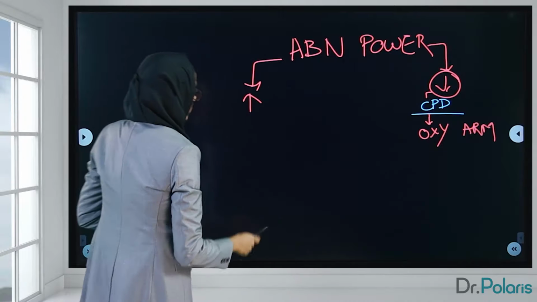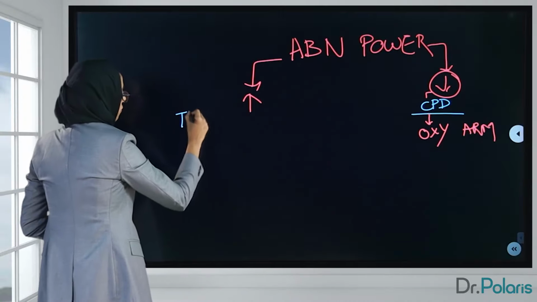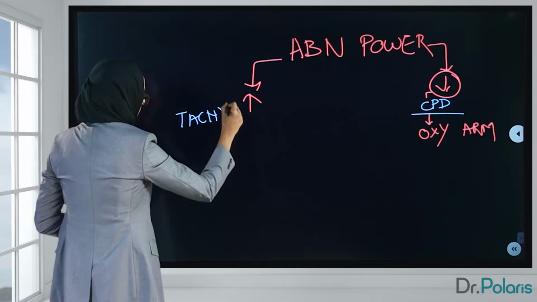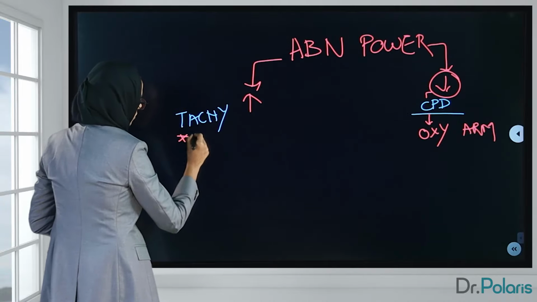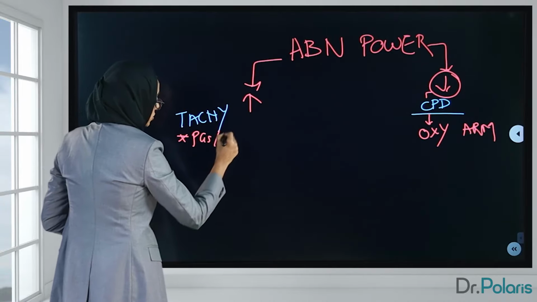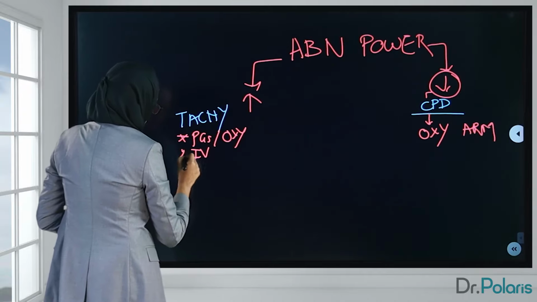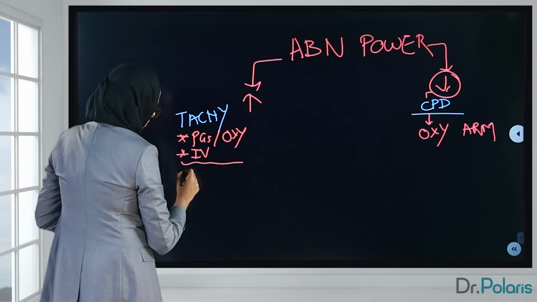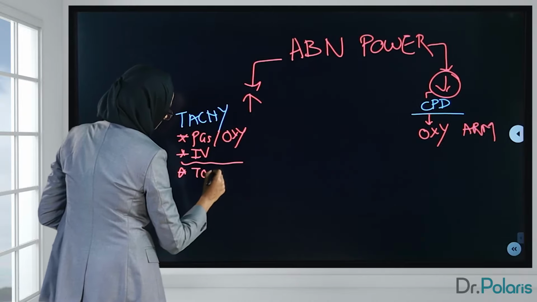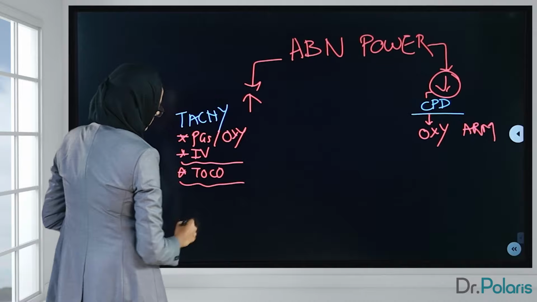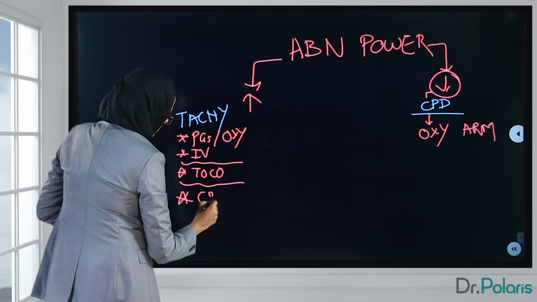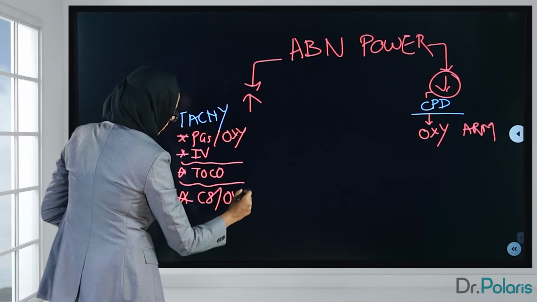Now, when it comes to hypertonic, you are thinking of tachysystole. So, tachysystole means you take care of the prostaglandins or the oxytocin that you have used. You give IV hydration. All right. If all of this doesn't work, you give tocolysis. If that also unfortunately doesn't work, you will terminate the pregnancy in the form of CS or an operative delivery, whichever is feasible.